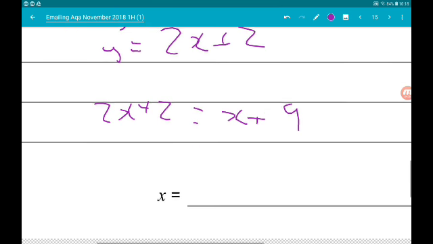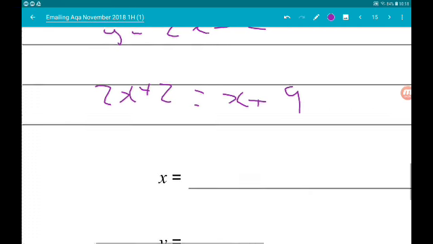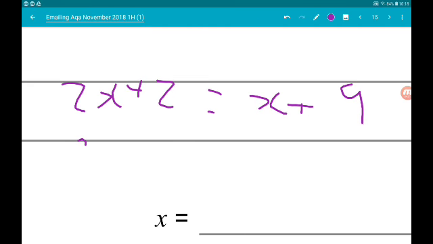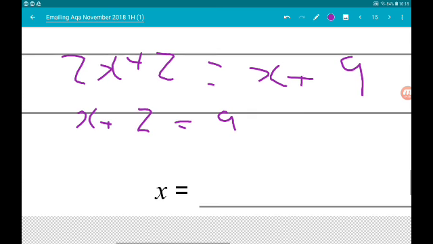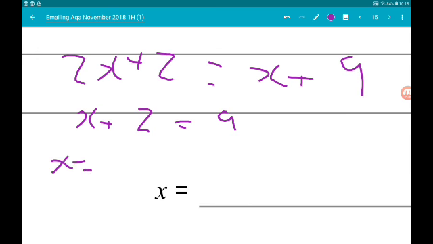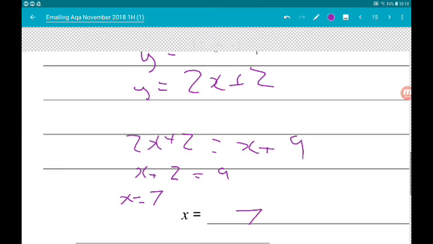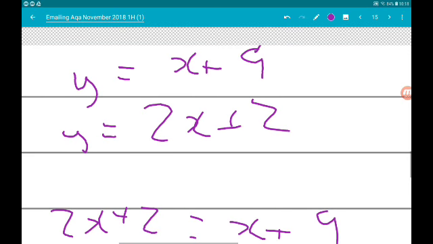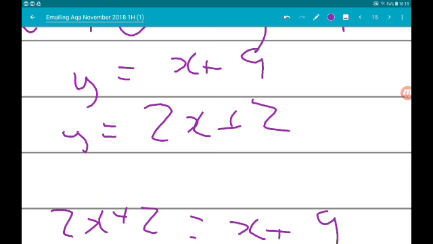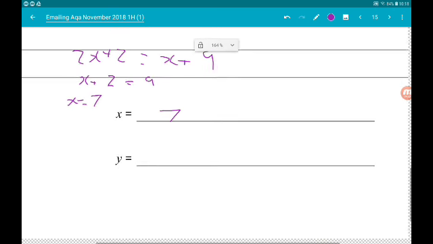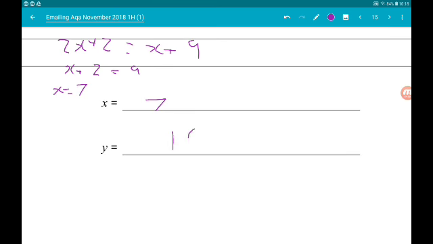Now we can solve that for x. Take x away, we get x add 2 is equal to 9. Take away the 2, x is 7. Now we know that y is x add 9, 7 add 9 is 16. So y is 16. Cool.